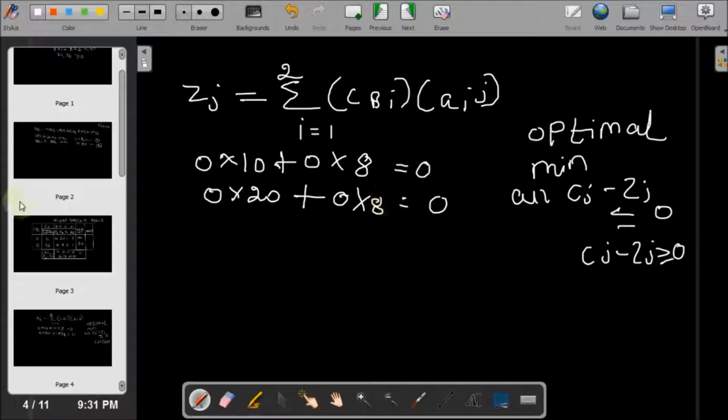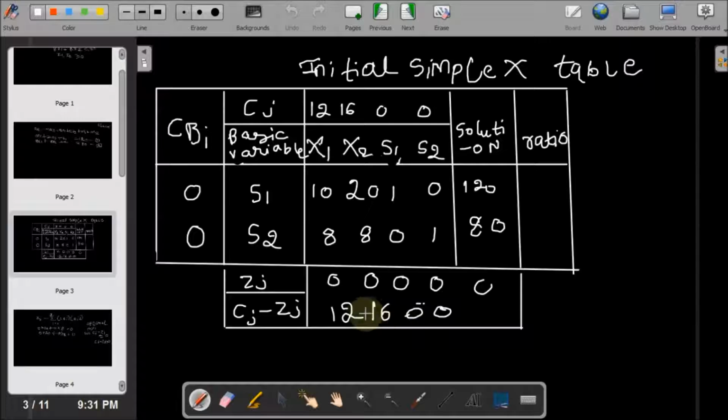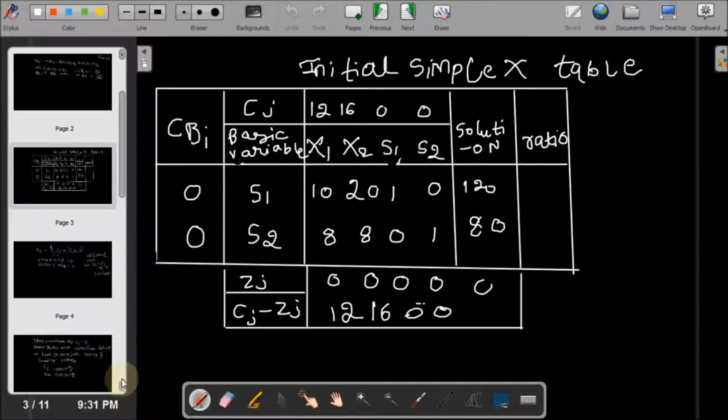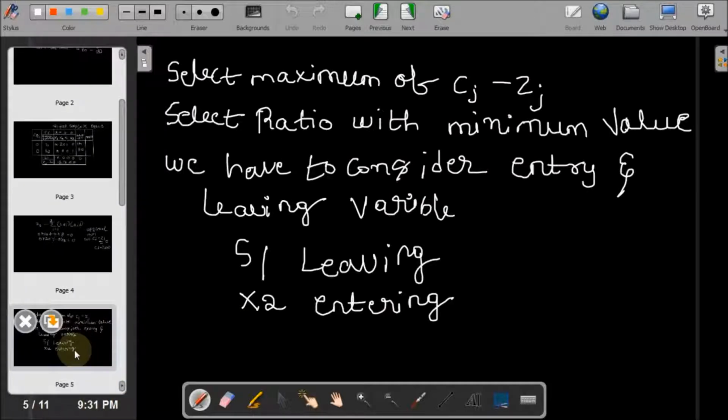But you can see here, in the initial table, all the values are equal to 0. But these two values, 12 and 16, are greater than 0. Now I can't stop. I have to continue further, that means I have to continue for the first iteration. I will show you how to continue with the first iteration.